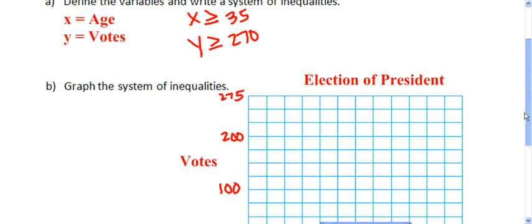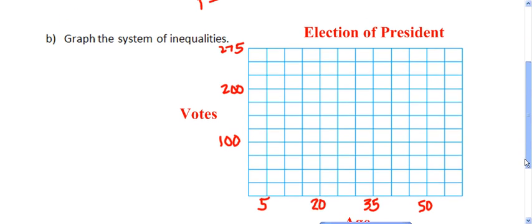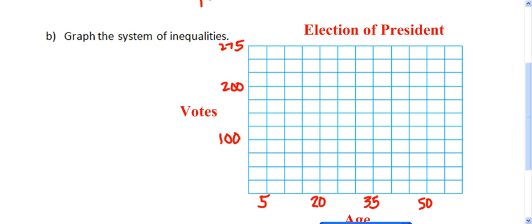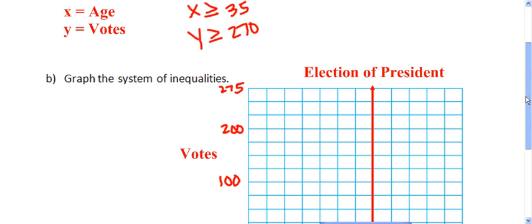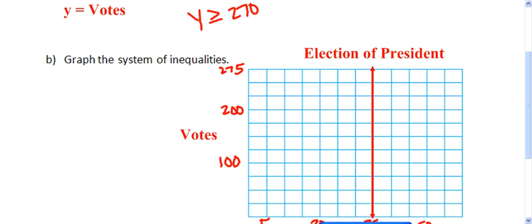Next, I need to use my 2 inequalities above. First inequality I'm going to graph is x is greater than or equal to 35. Note, greater than or equal to requires a solid line, so x is greater than or equal to 35. There it is, graphed. Next, I'll graph our votes. Our votes have to be y is greater than or equal to 270. Again, that greater than or equal to requires a solid line, so here's about 270.